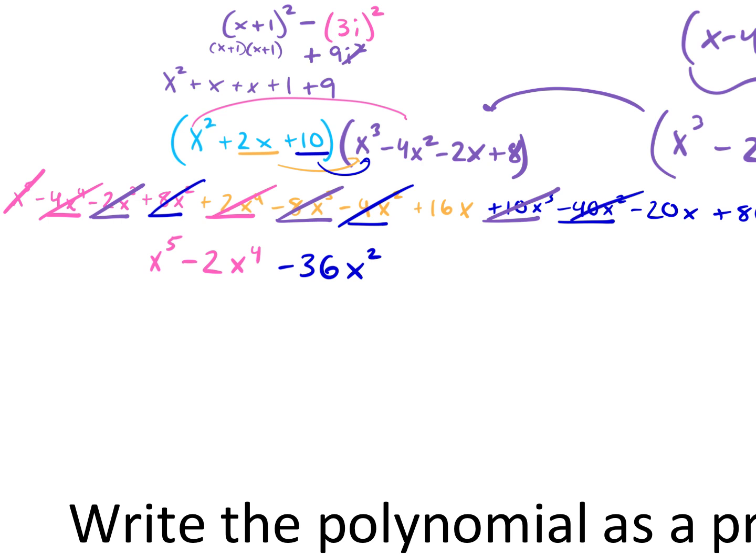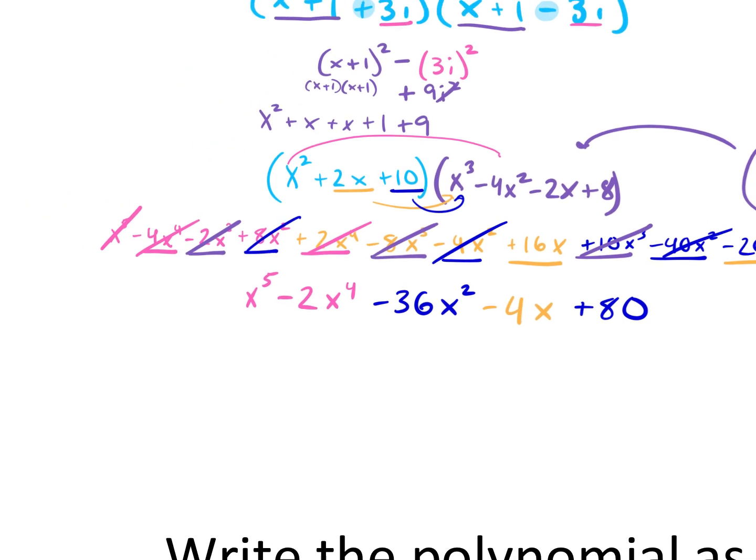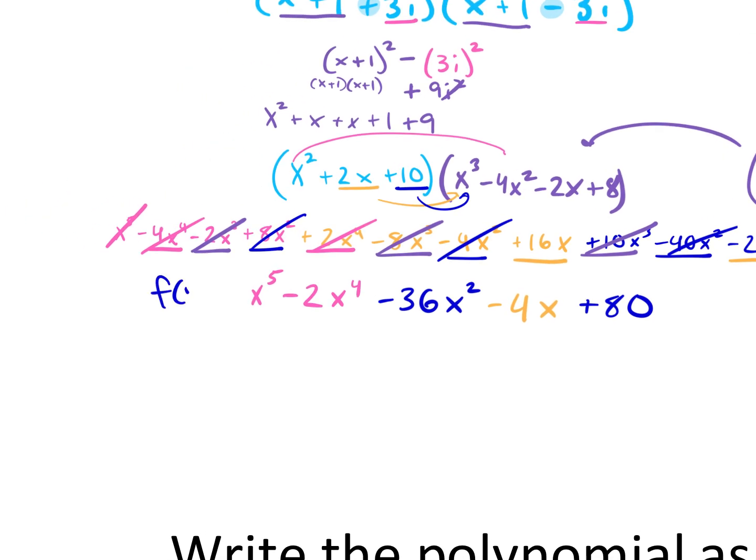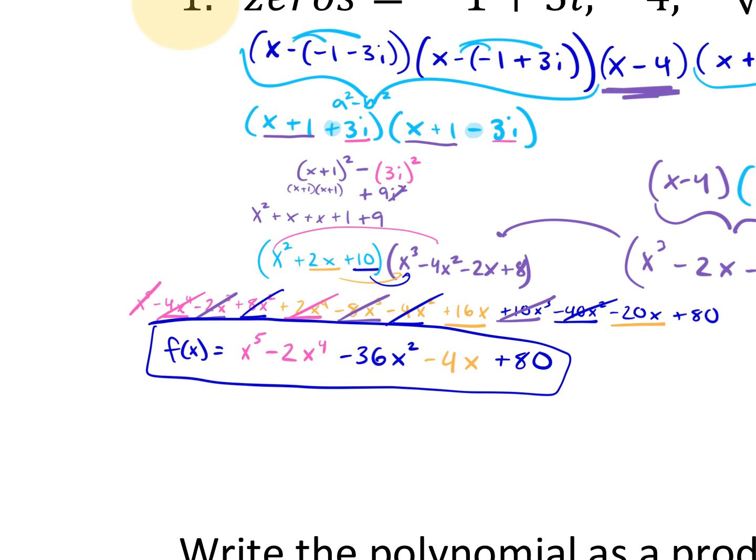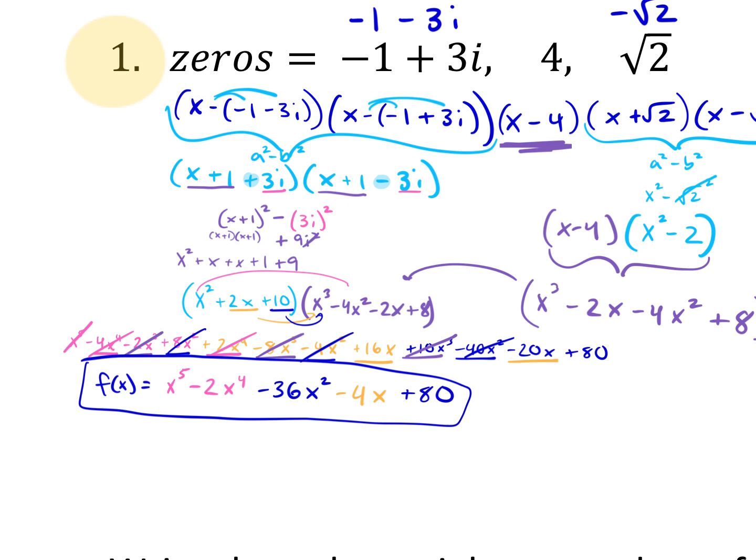Then 16x minus 20x would be negative 4x plus 80. That would be our answer. Don't forget, this is a polynomial function, so we're going to write it as f of x equals. So don't forget to name it at the end.